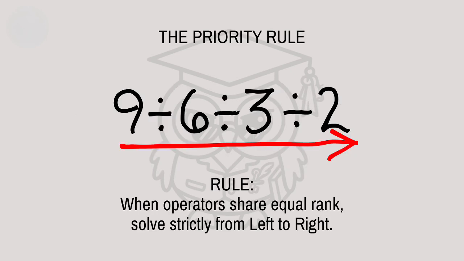Before doing any arithmetic, we must establish the order of operations protocol. When an expression contains multiple operators of the exact same priority level, no single sign outranks the others. We must calculate strictly from left to right, starting with the first pair of numbers at the front.